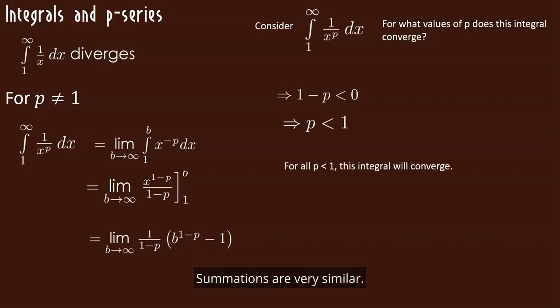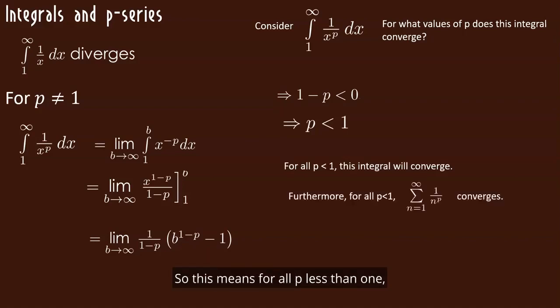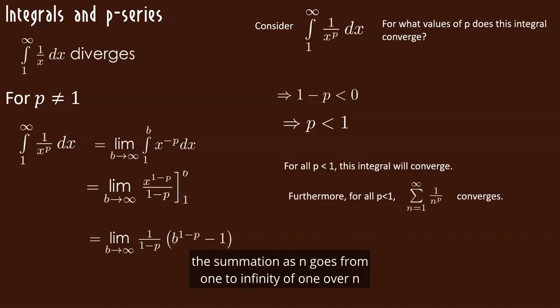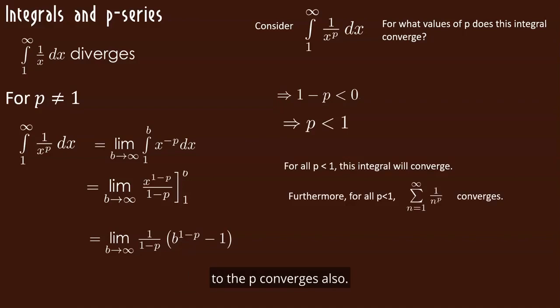Summations are very similar. They're closely related, so this means for all such p, the summation as n goes from 1 to infinity of 1 over n to the p converges also. So let's look at some examples.